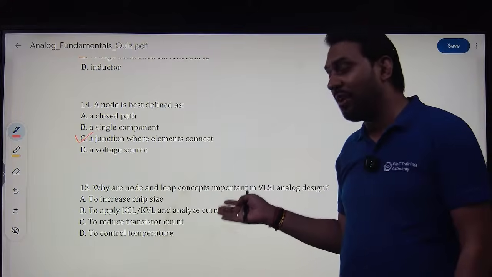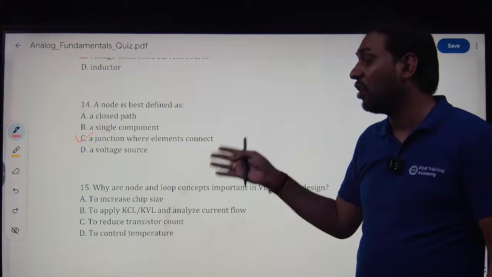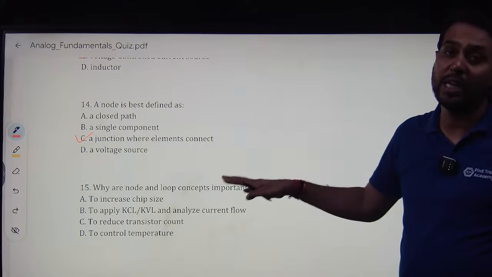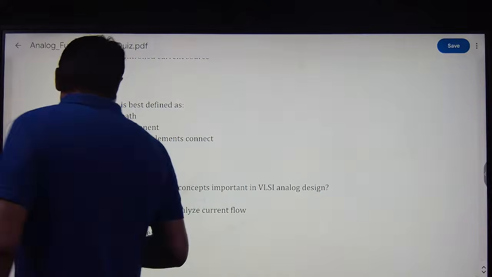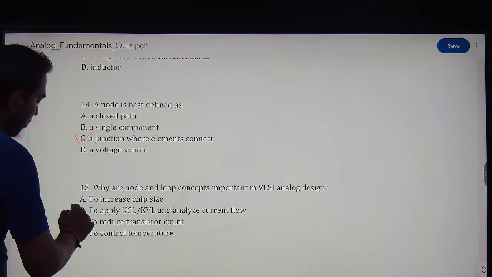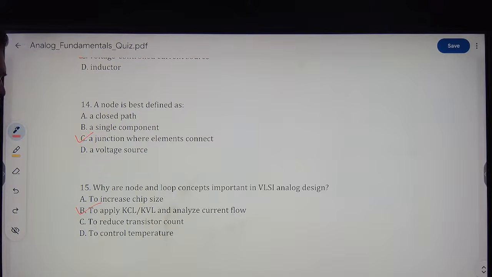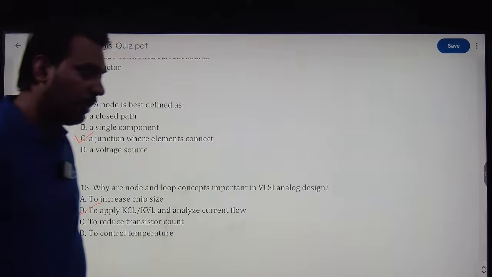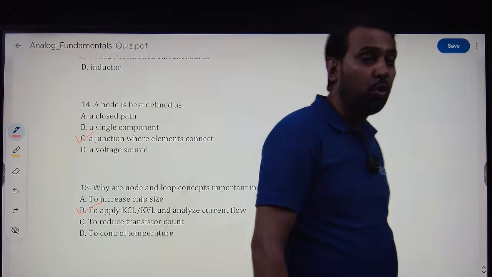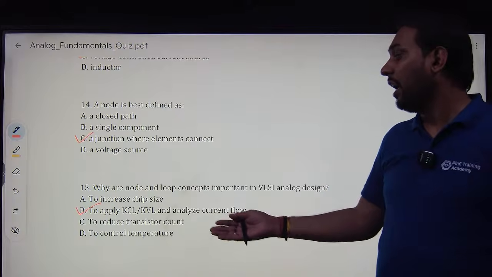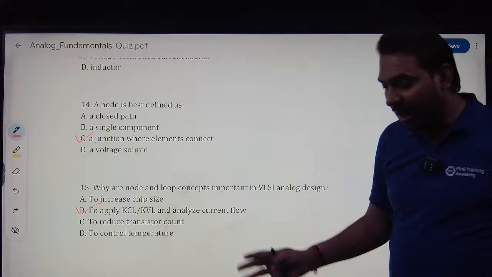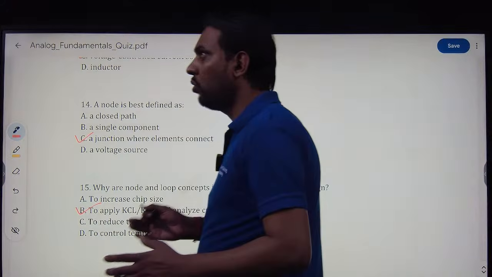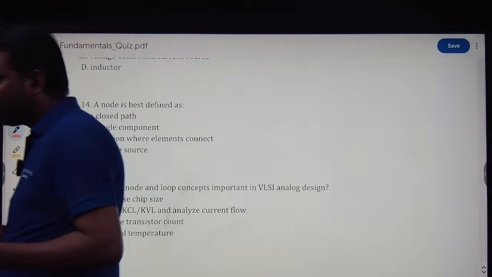So for understanding KCL and KVL, you must have a basic understanding of node, branch and loop. Is it to increase chip size? No. To apply KCL and KVL and analyze current flow? Yes. Not required transistor count or to control temperature, no. So if you have a basic understanding of node, branch and loop, you can easily implement KCL and KVL.